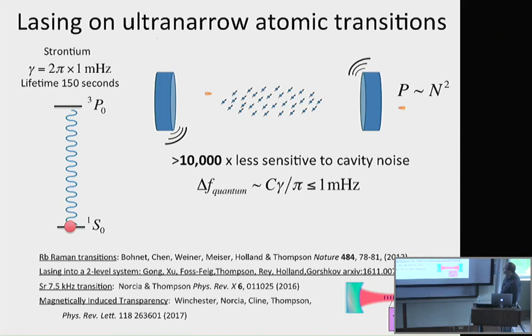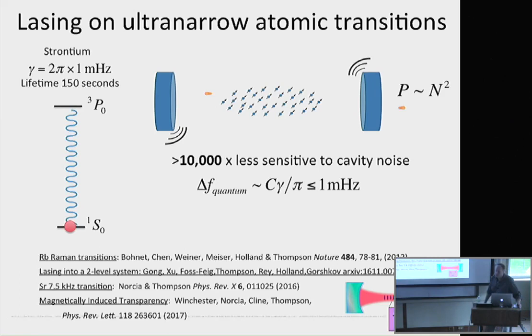What we're going to do is pack about 100,000 of those atoms in between two mirrors. We're going to put them in the optically excited state and turn them into the gain medium for a laser, and actually make this millihertz clock transition lase. If you can do this, the prediction is that you can be more than 10,000 times less sensitive to cavity frequency noise. And if you work out the equivalent of what's known as the Schawlow-Townes linewidth, which is a fundamental quantum phase diffusion process present in lasers, you would predict that it's basically of order C, the single-particle cooperativity parameter, times the excited state linewidth of a millihertz. So we would say the Schawlow-Townes linewidth could be at or below a millihertz.